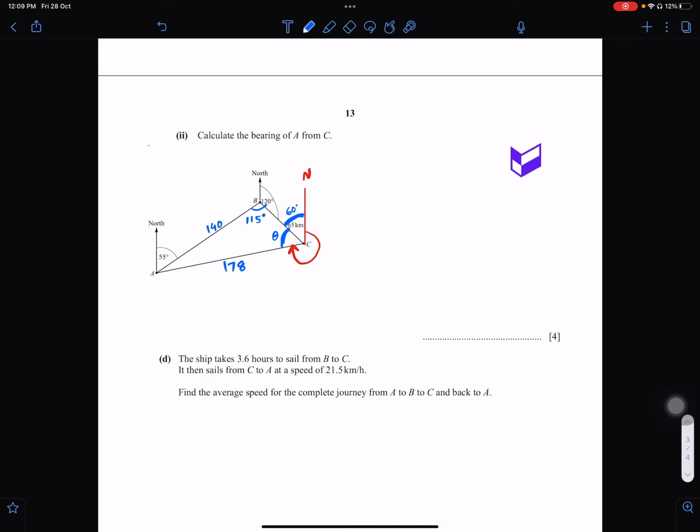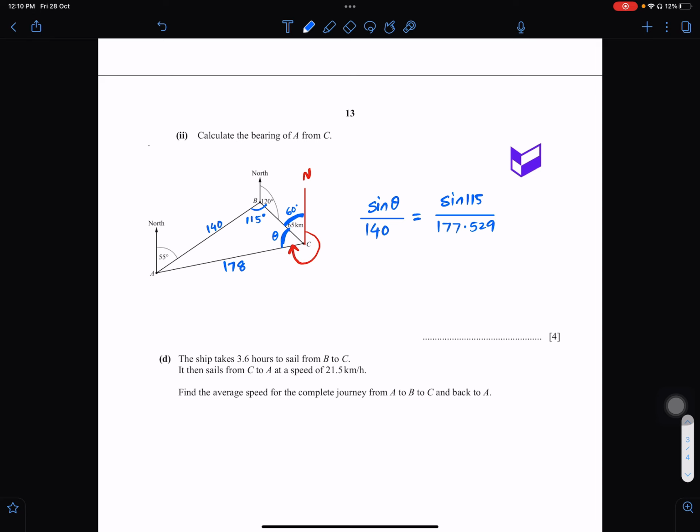So let's work upon theta. Sine rule: sine theta divided by its opposite side. Its opposite side is 140. The other angle which I know from the triangle is sine of 115 divided by this side, which is 178. This has been a rounded answer. I'm going to use the exact value for this calculation. So I'm going to take it as 177.529.